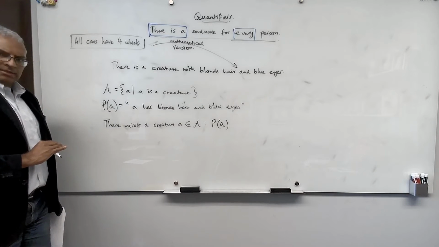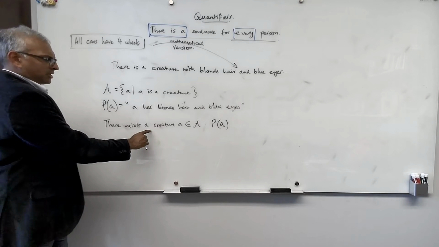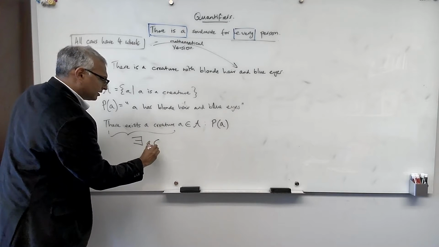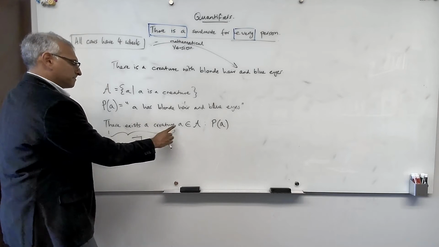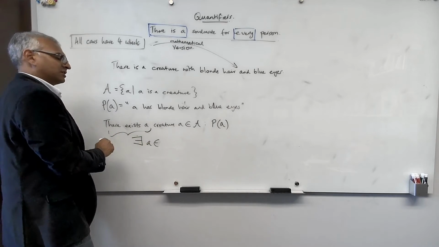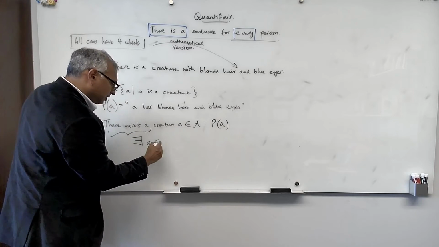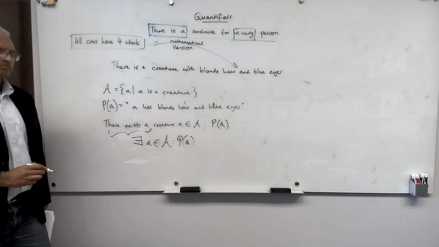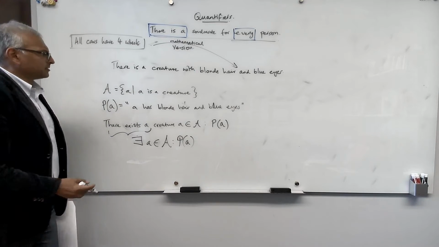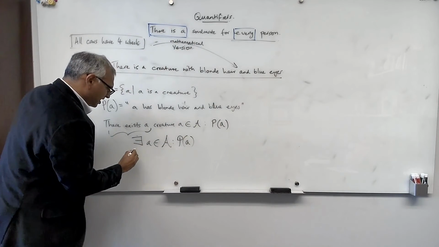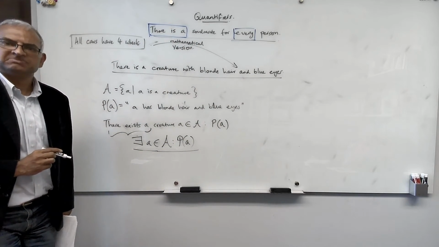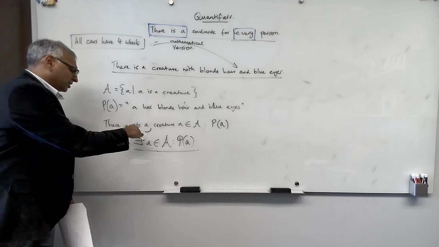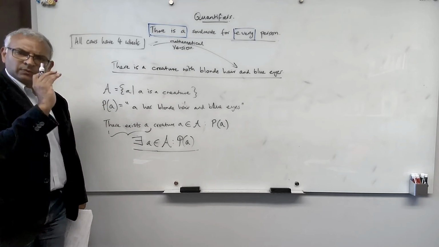Okay, and we shorten this, there exists a creature a, to a backwards E. There exists an a in the set of all creatures for which we are asserting that P of a is true. Here, look at this complex English sentence, the same English sentence written in math speak, using predicates and quantifiers. And the for all and the there exists quantifiers are the most common ones that we will use in this course.